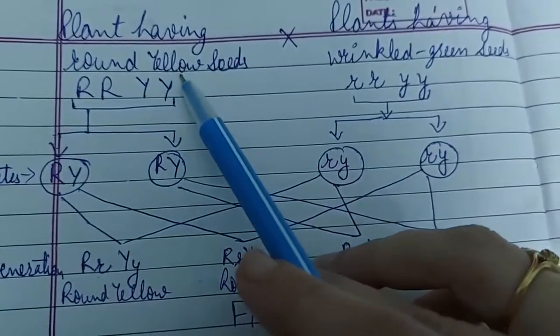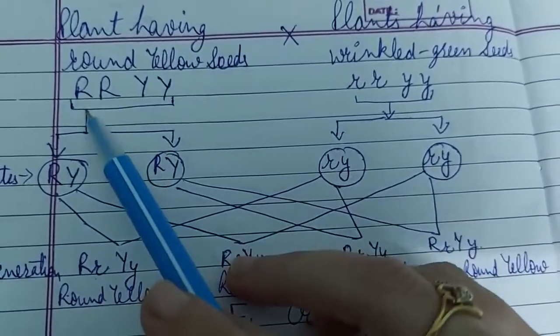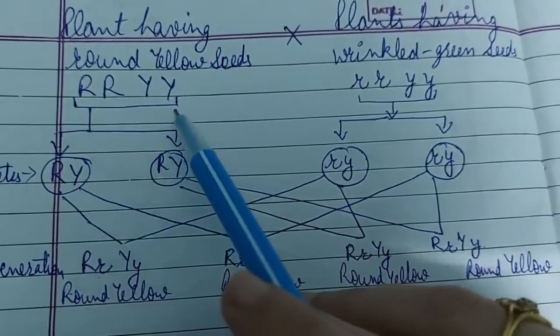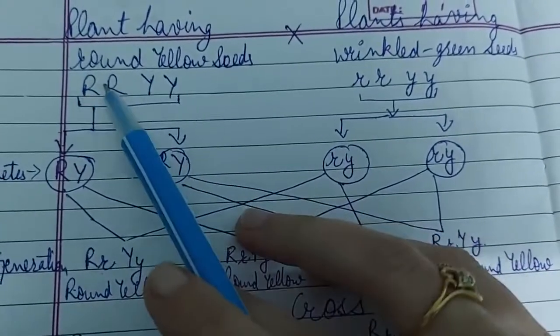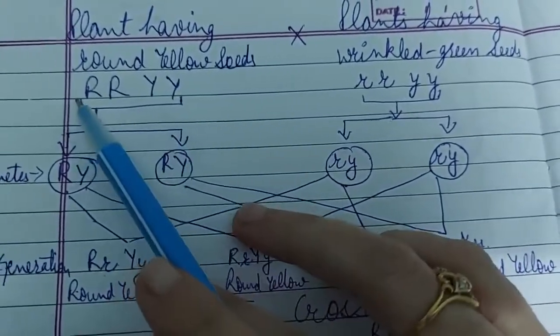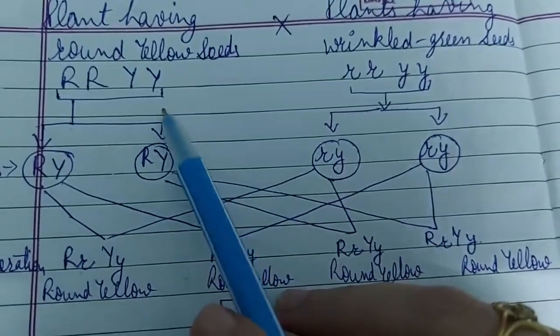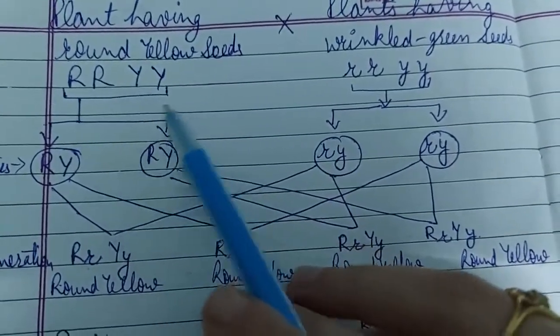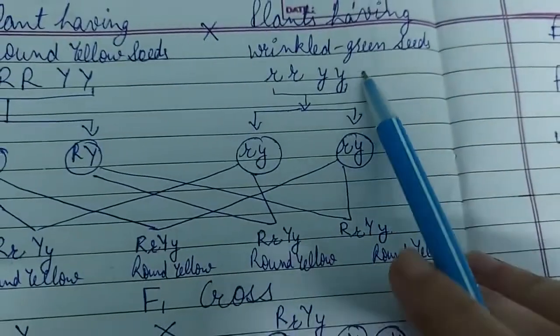Why yellow seeds? There is a plant with round seeds and yellow seeds. Round is dominant in shape, and yellow is dominant in color. Round is in appearance, in shape, and yellow is in color. Both these characters are dominant over wrinkled and green seeds.